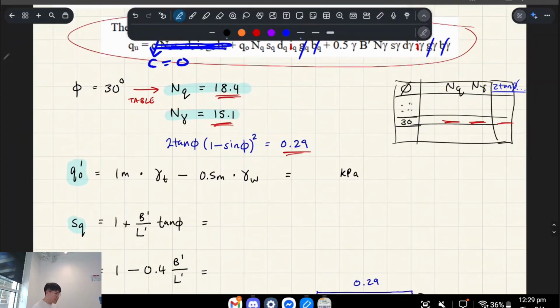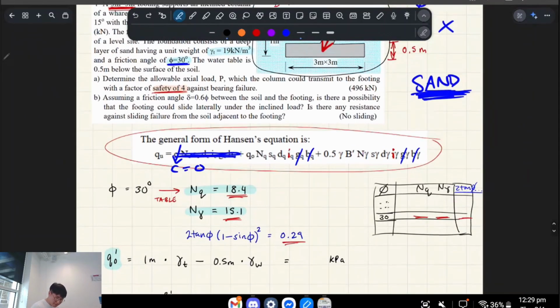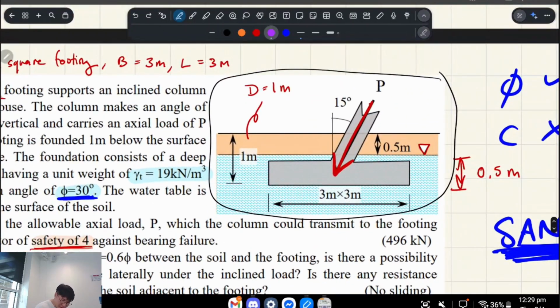Okay. The next thing is your surcharge. So essentially, right, we're operating in this region for surcharge. Okay, so we care about the soil that's from the surface to the base of the footing. So basically, it's the embedment, right? The embedment is 1 meter, and we know that there's 0.5 meters of dry and there's 0.5 meters of wet, essentially, right?